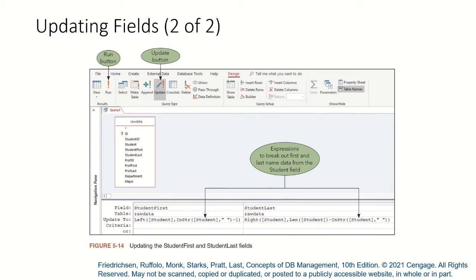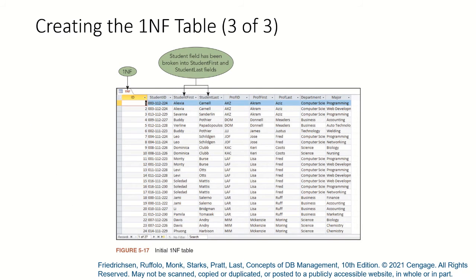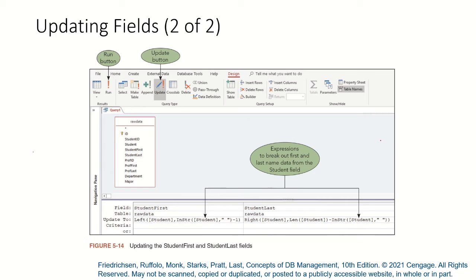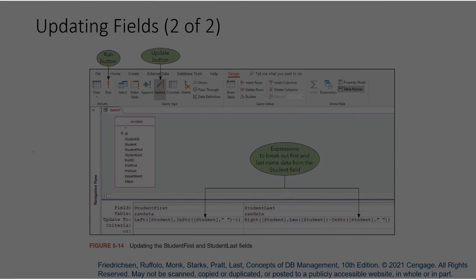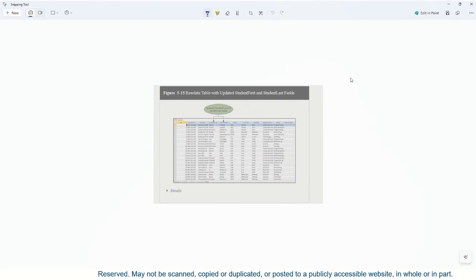The results of running this update query on the raw data table will be shown in the table. Let me try to show you the table after you run it on the raw data. Allow me a second. I'm going to show you. So it will look like this. Basically, if you run it on the raw data, it will look like this.